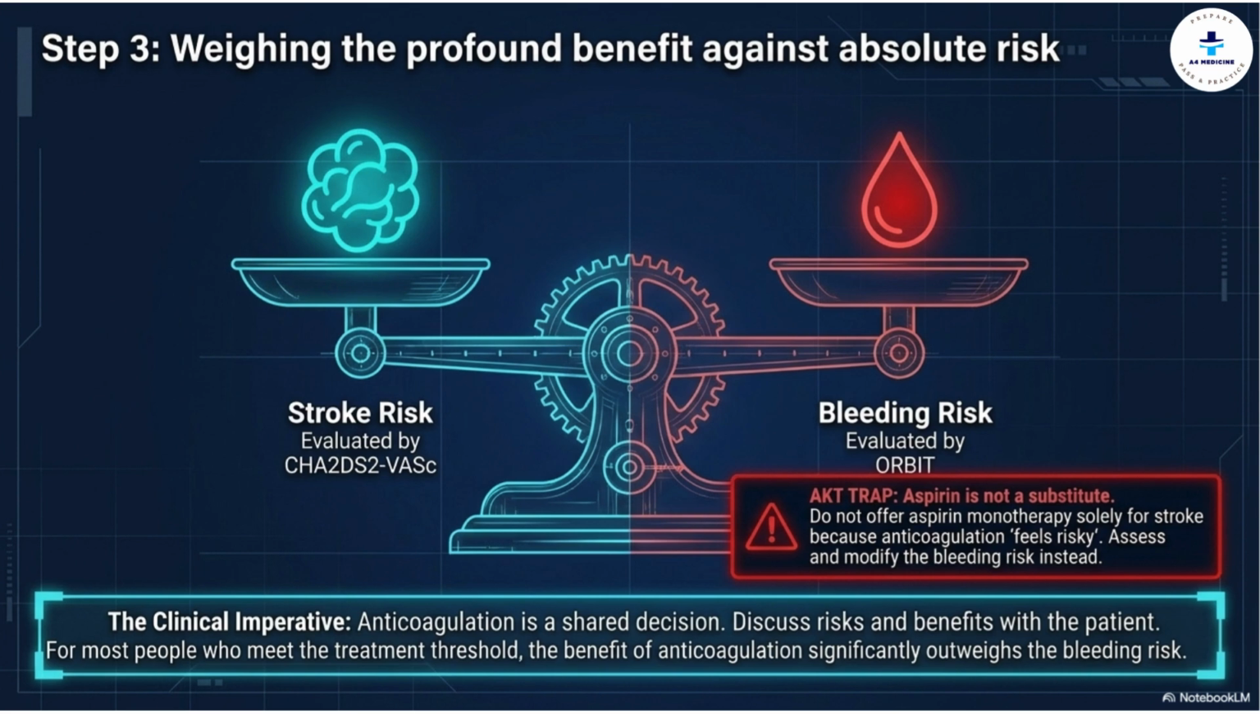This section explains how stroke prevention and bleeding risk are assessed using two separate tools. The first one is called CHA2DS2-VASc, which estimates the stroke risk. ORBIT estimates the bleeding risk. They're not competing tools, they answer different questions. A high bleeding risk score does not automatically stop anticoagulation. Instead, we modify the risk factors.